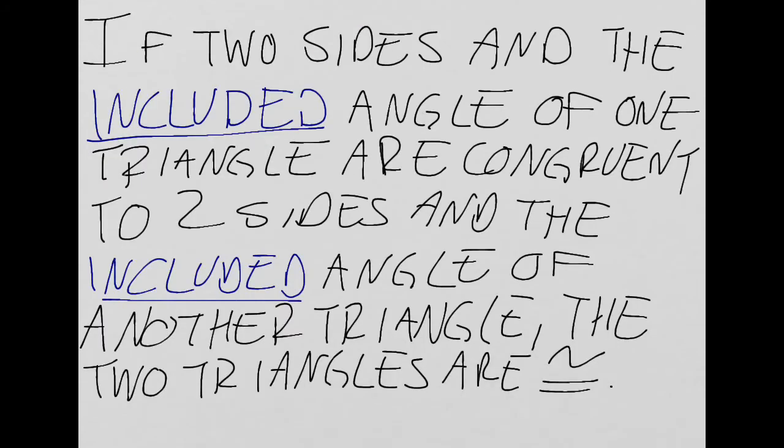This is very important because we'll talk about it in later sections, but this is one particular type of congruence, the two sides and their included angle. We can't talk about these other angles out here yet. So again, if two sides and the included angle of one triangle are congruent to two sides and the included angle of another triangle, then the two triangles are congruent.